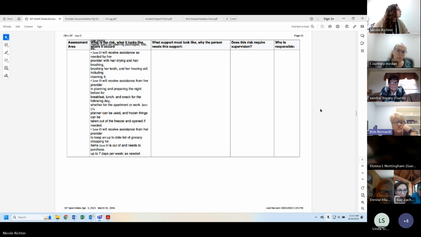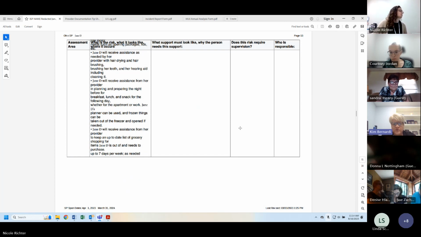She also needs assistance with drying her hair and brushing her teeth and her hearing aid, cleaning it. You can just take those and lump it and put under maintain her hygiene or assistance with hygiene. Again, this person has 24/7, so not everybody's is going to look as detailed as this. Let's see, J&D receives assistance from a provider in planning and preparing the night before for breakfast, lunch, and snacks for the following day. Again, that could be plan and prepare meals or assistance with meal prep. So that will need to be on your doc sheets.